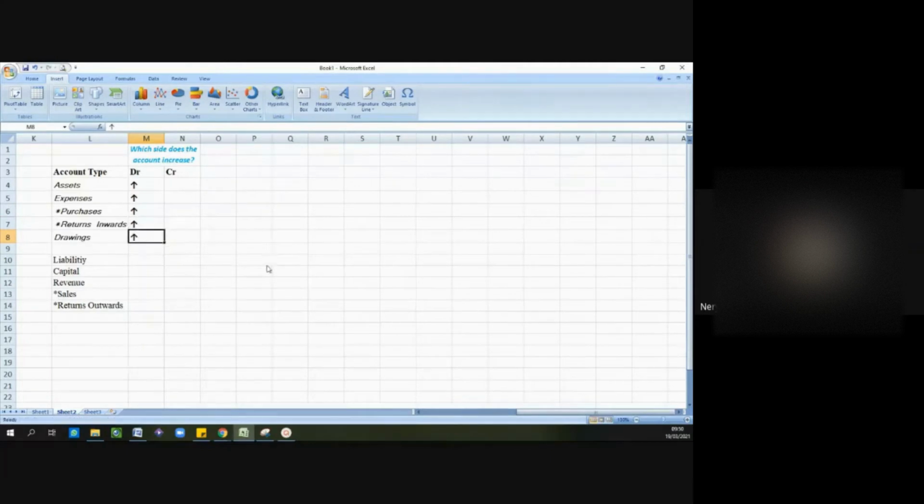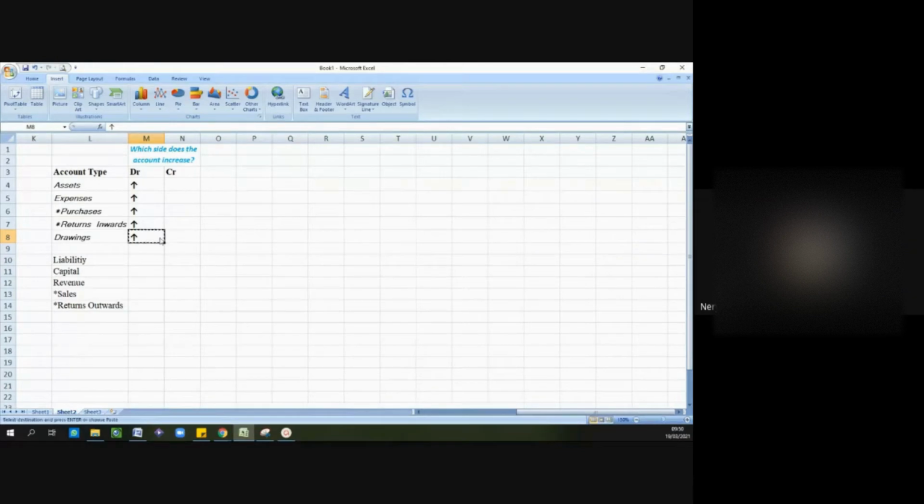Okay, so you can see a pattern right there that these accounts, they all increase on the debit side. And I will tie this with the activity for today. But first, you need to make sure that you know this before we proceed to the activity, okay? So all of these accounts increase on the debit side. We're not looking at where they decrease. We only want to know where they increase.